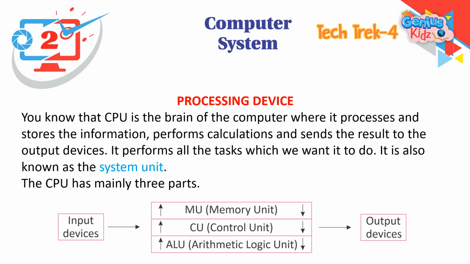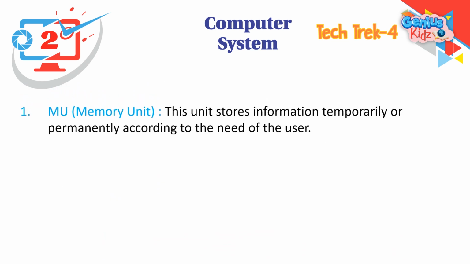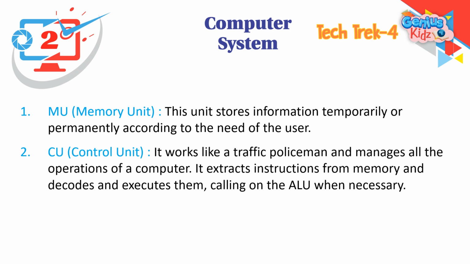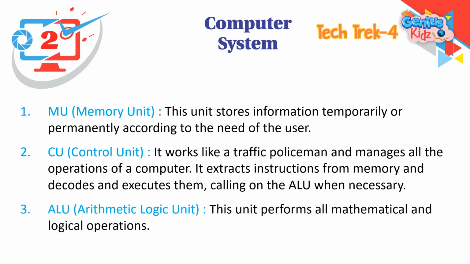1. MU, memory unit. This unit stores information temporarily or permanently according to the need of the user. 2. CU, control unit. It works like a traffic policeman and manages all the operations of a computer. It extracts instructions from memory and decodes and executes them, calling on the ALU when necessary. 3. ALU, arithmetic logic unit. This unit performs all mathematical and logical operations.